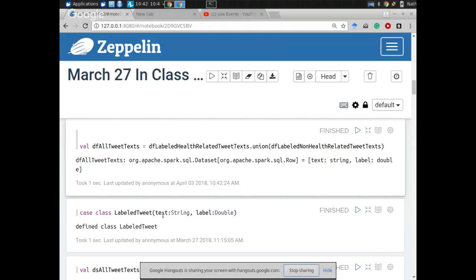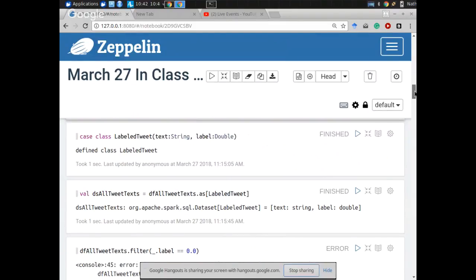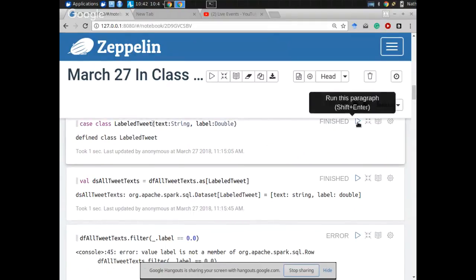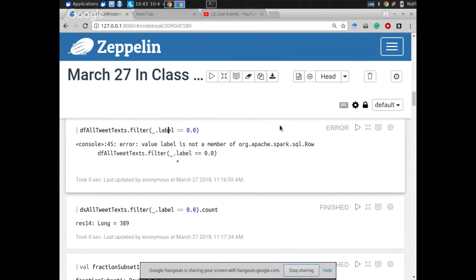I took them into a single data set, and more than that, it was a data frame, a data set with simply a row here. By imposing some statement of known structure in the form of a case class, I was able to render it as a data set that's typed. So it's a data set of labeled tweet. I then subsequently filtered them.